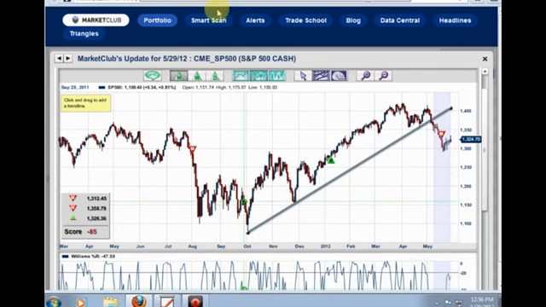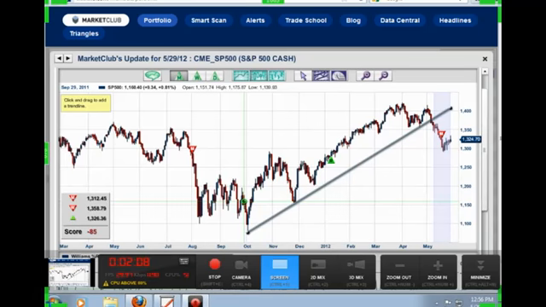Okay, so let's see. Let's say we're looking at the 3 points. There's one here, one here, and one here. That's a perfect trend line when you have 3 points that touch. It doesn't matter how far apart they are, as long as they touch. But once you broke through the trend line, which is right here, that's the breakout right there.